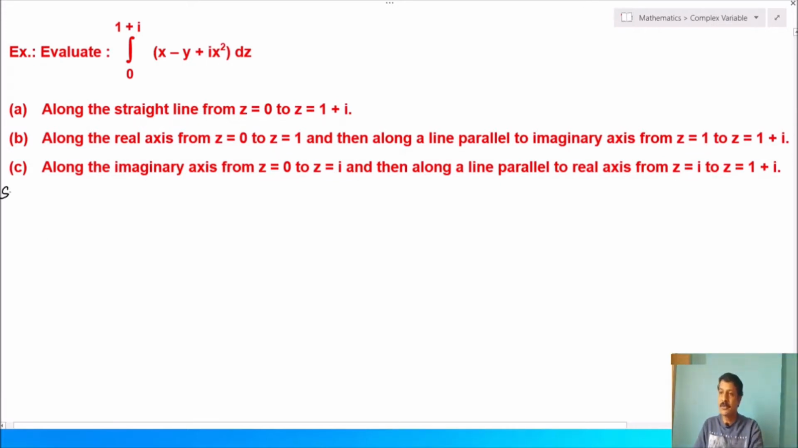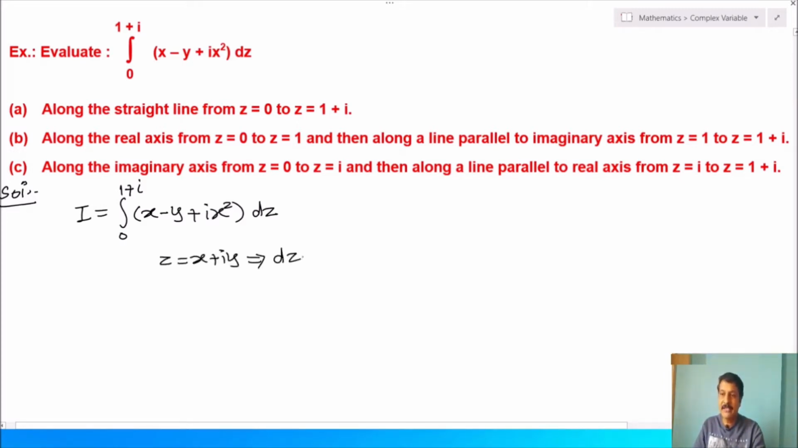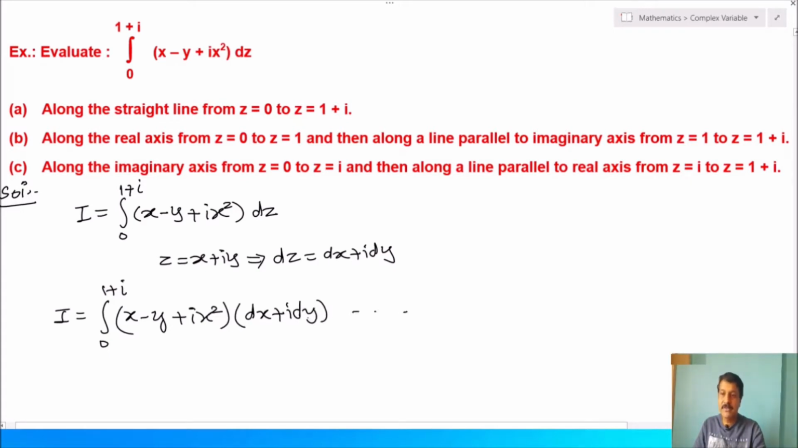So here is the solution. This integral I will denote by I, the integral from 0 to 1 plus i of (x minus y plus i x square) dz. Note that z equals x plus iy. This implies that dz is equal to dx plus i dy. So I equals the integral from 0 to 1 plus i of (x minus y plus i x square) into dz, that means dx plus i dy. So this is equation number 1.